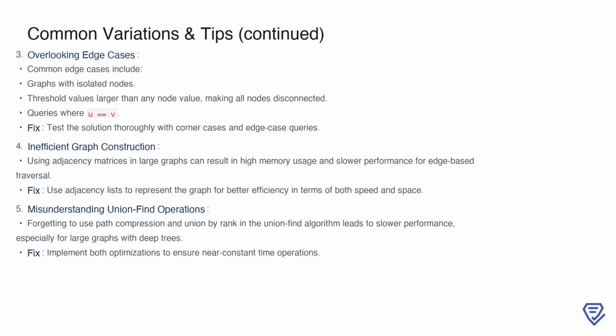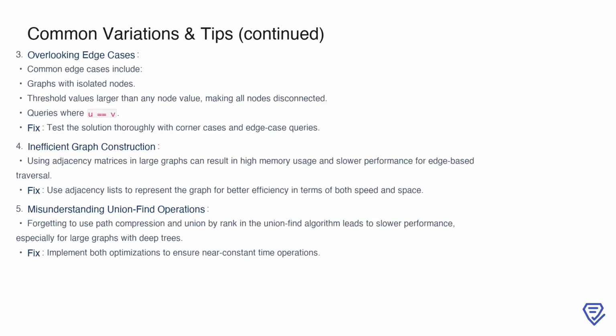Inefficient graph construction is another common pitfall. Using adjacency matrices for large graphs can lead to excessive memory usage and slower edge-based traversal. A better alternative is to use adjacency lists, which are more efficient in terms of both speed and space.